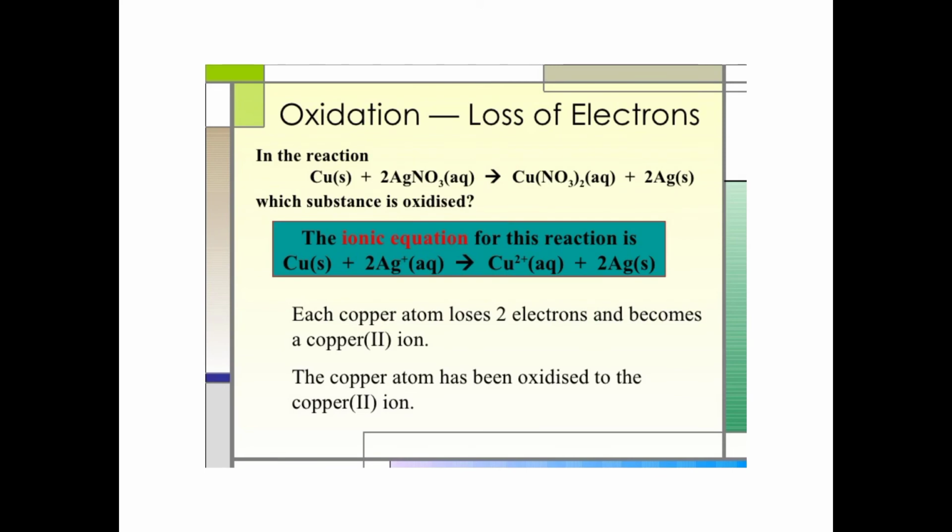We'll see another reaction. Copper and silver nitrate give copper nitrate and silver. Here, which substance is oxidized, copper or silver? How can we understand? The ionic equation for this reaction is copper plus 2Ag plus. So each copper atom loses electrons. After the reaction, we can see Cu2 plus. Copper became Cu2 plus, so it loses electrons and becomes a copper ion. So it is oxidized. The atom which accepts electrons will be reduced, that we will see.